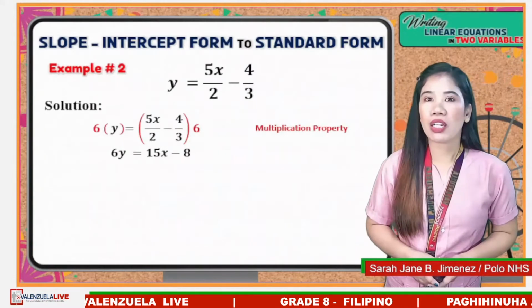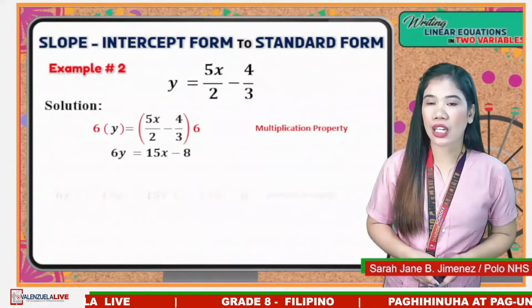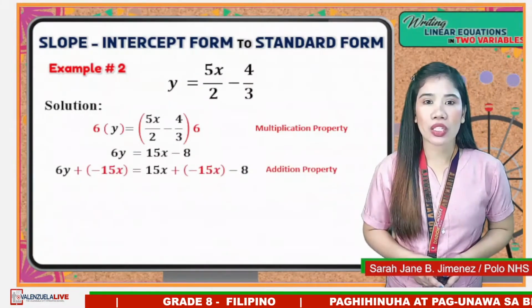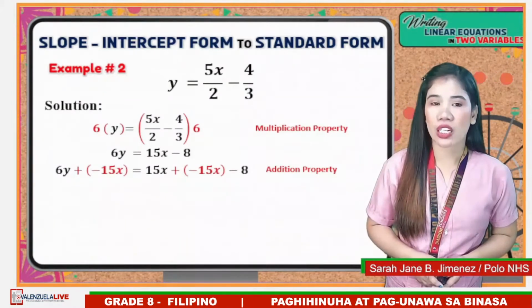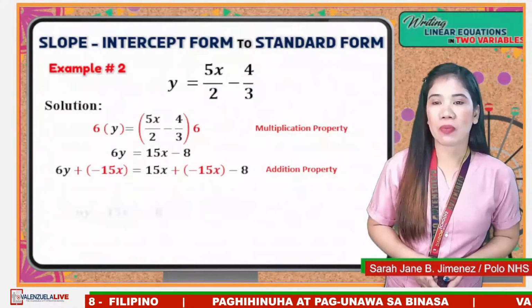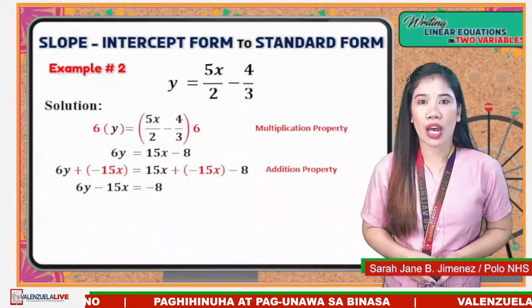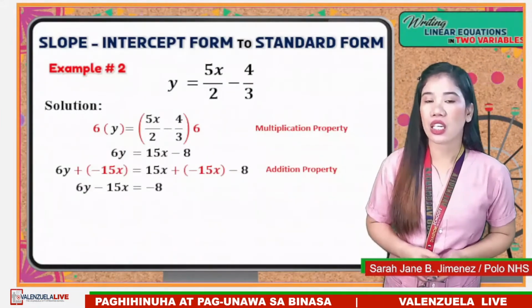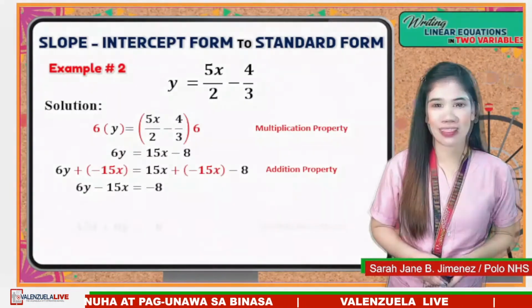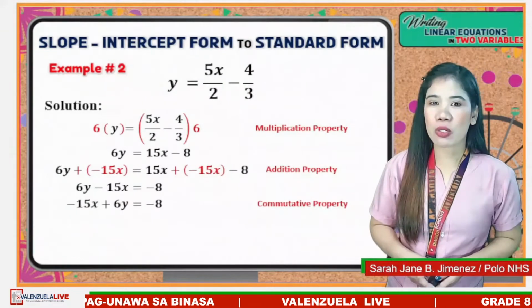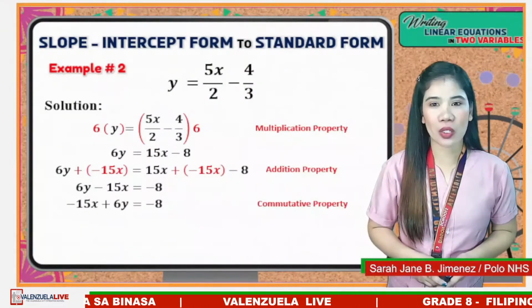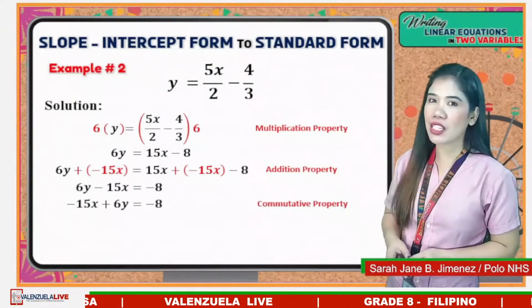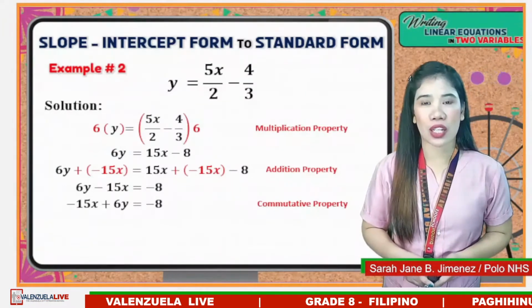To eliminate 15x from the right side, we will use addition property by adding negative 15x in both sides. Hence, we have 6y minus 15x is equal to negative 8. Arranging the terms by using commutative property, we have negative 15x plus 6y is equal to negative 8.